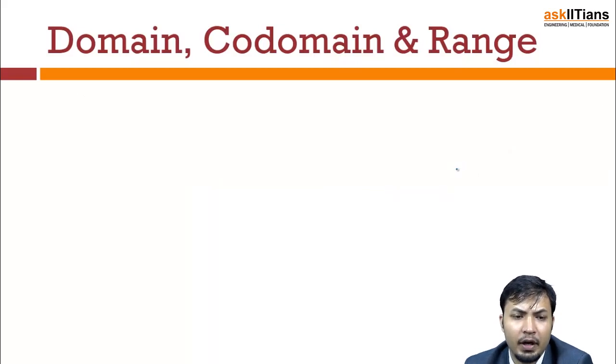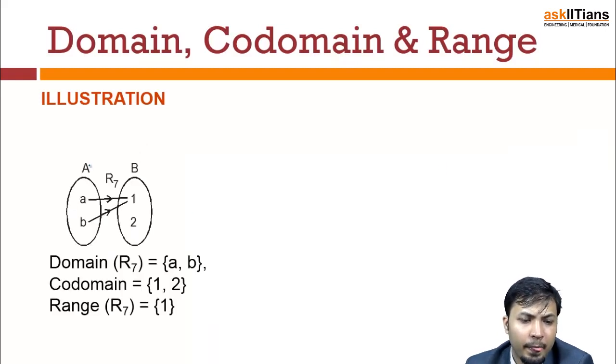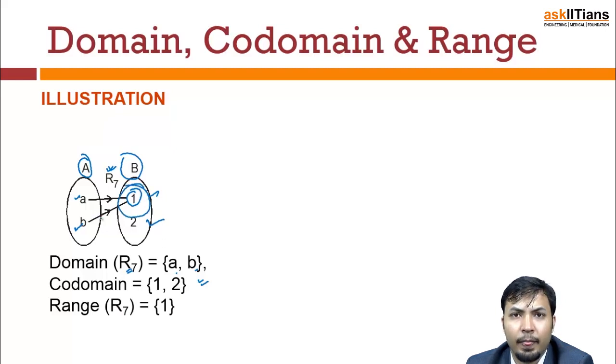Okay. Now let's have a look at a different example. You see, I have A over here and this is my B, and this is the function that I am running. Now over here A and B give one value, okay, that is 1. So over here my domain of R7 is A and B, that is these two elements. Codomain is 1 and 2, that is these two values, and the range is just this value. Okay, so this is how we differentiate all three of them.